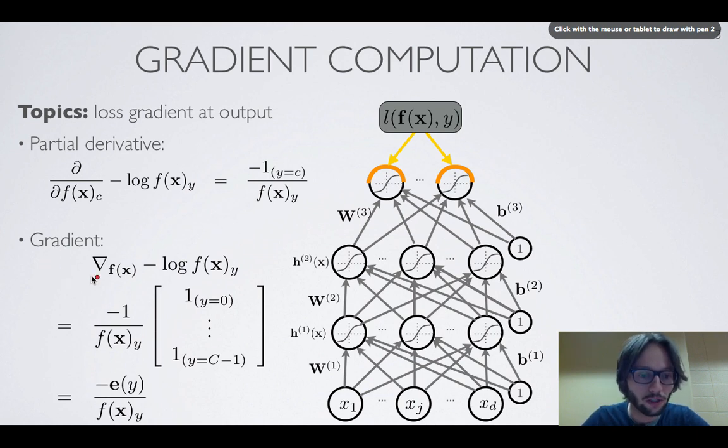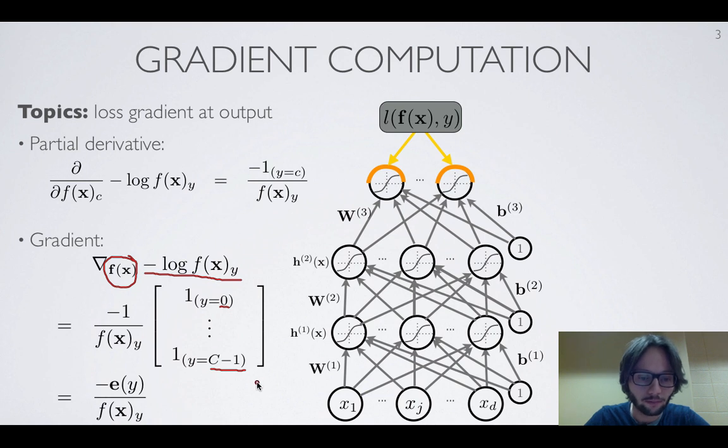Now if we put this into vector form to get the gradient, the full gradient of this loss function with respect to all output units, we notice that we have -1 divided by f(x)_y no matter which output neuron we're looking at, no matter what the value of c is. The only thing that changes between different values of c is whether the indicator function outputs 1 or 0. So we can factor this out and write it in vector form by constructing a vector which contains the indicator for c equals 0, c equals 1, and so on up to c equals capital C minus 1. I'm assuming at this point that I'm indexing the labels from 0 to the number of classes minus 1.